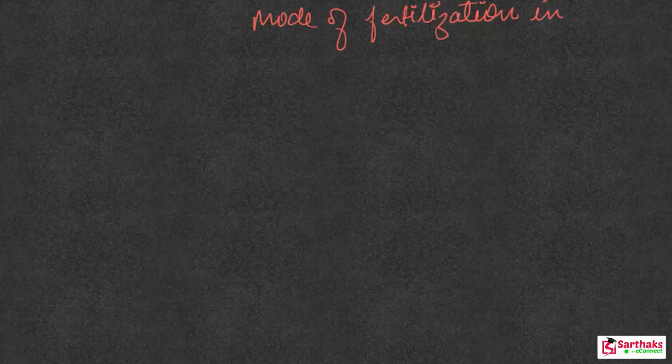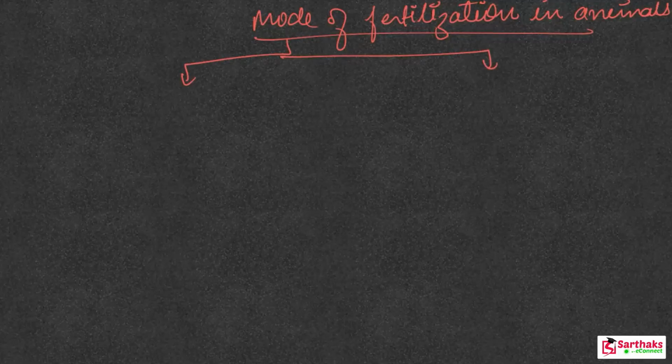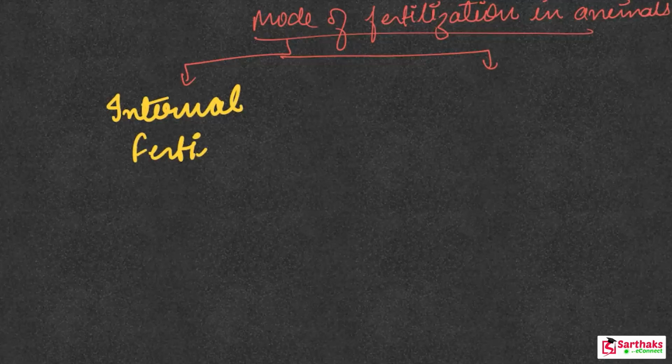There are two modes of fertilization in animals. The first one is internal fertilization, and the second is external.